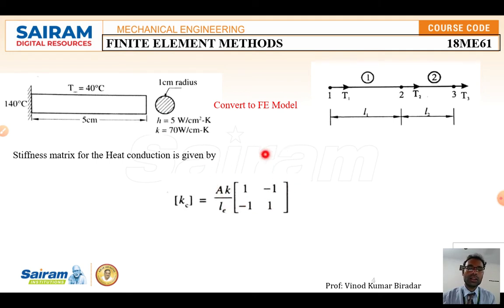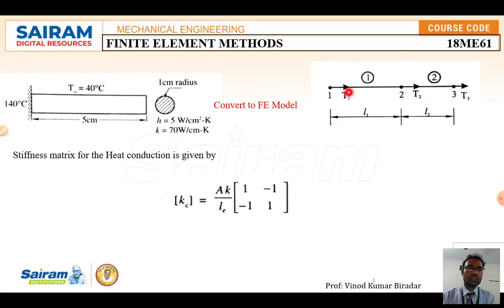Sometimes the area is not given in the problem. In that case, you have to assume the area is equal to 1. If it is given, it is well and good. Suppose it is not given, you can assume the area is equal to 1 in a heat transfer problem. So Kc, heat due to conduction, is equal to AK by Le times the matrix [1 -1; -1 1]. We already derived this equation in the introduction class, the second lecture video. Here A stands for area, K stands for thermal conductivity, and L stands for the length of the element.